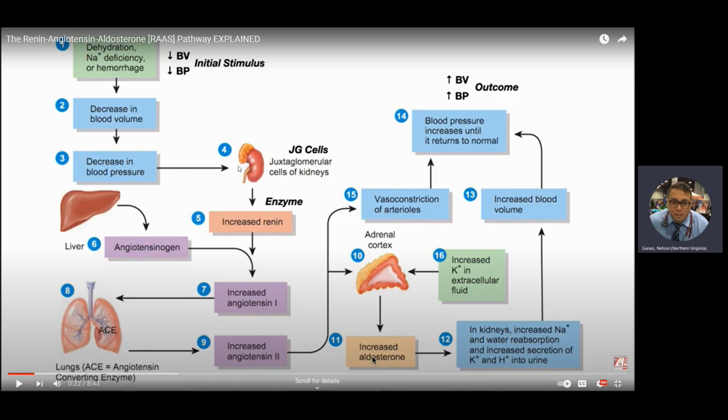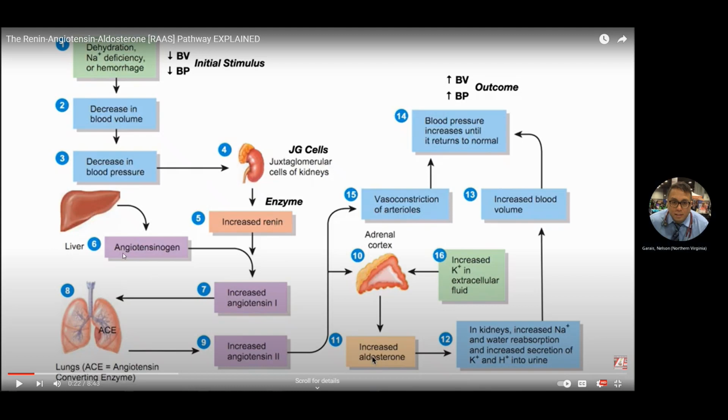Now, we know that the JG cells monitor what? It monitors blood pressure. We already know that. We also know that the JG cells also monitor salt. So we already now know that the stimulus is what? Decreased blood pressure, decreased blood volume, and of course, decreased sodium, which could be either in the form of dehydration or hemorrhaging. So the JG cells are going to say what? Hey, we need to increase my blood pressure. And in order to do that, it's going to release an enzyme called renin. And you could see the JG cell is, of course, in our kidney. That's why the author of this drew a kidney.